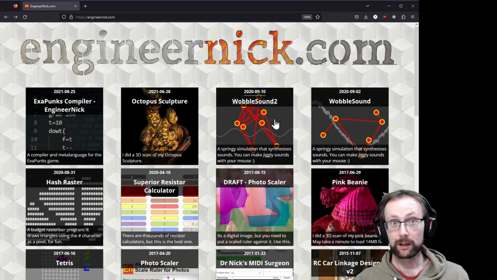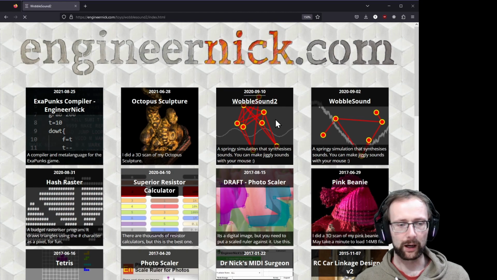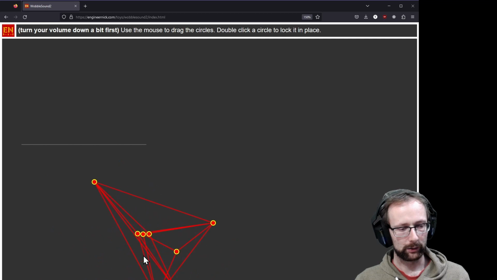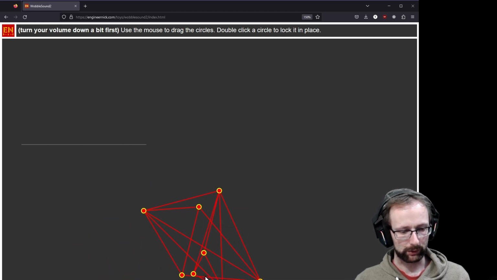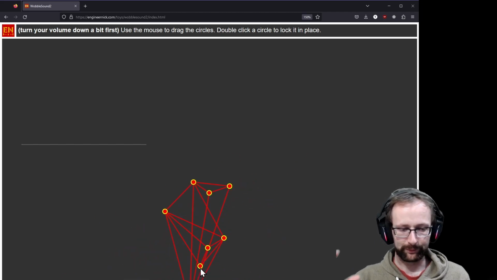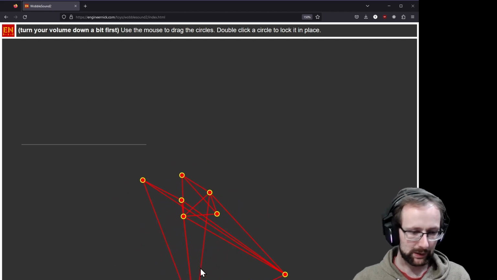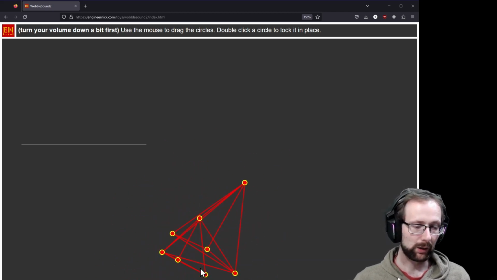Here's a project that doesn't work anymore. It is supposed to make a nice wobbly sound when these particles wobble, and I wish I could demo it for you, but something about JavaScript and the way the requestAnimationFrame API works.